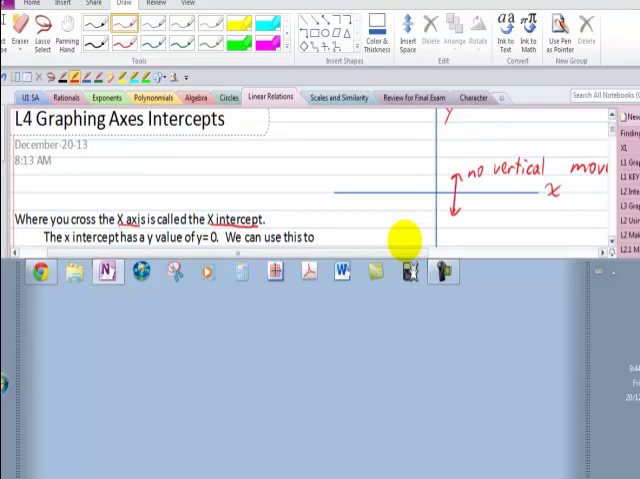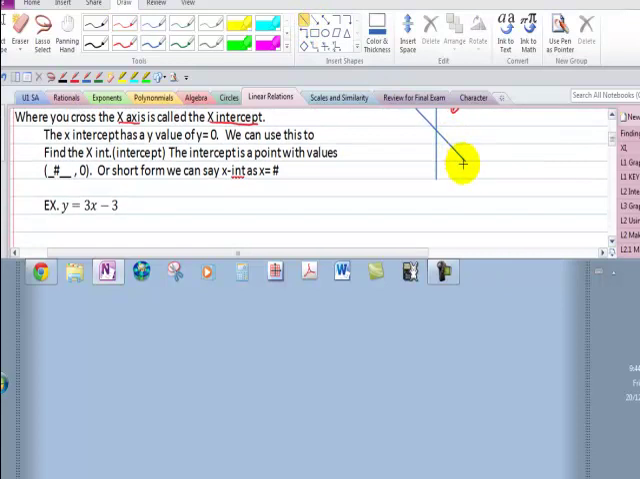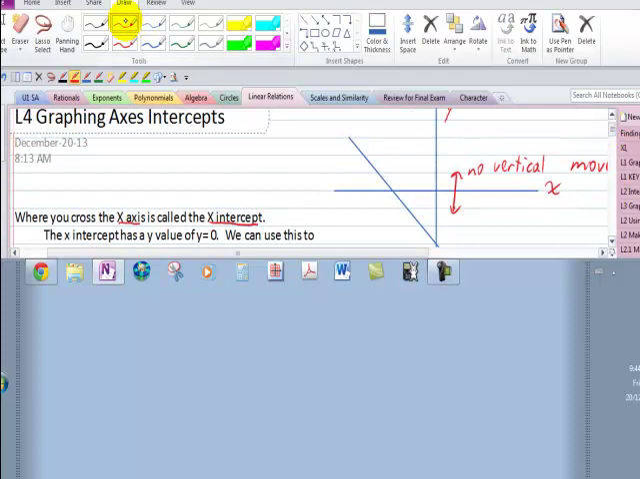So if I had a line, I'm just going to draw a line. Right there on this line, right here where I cross it, that dot, that specific point, that is what we call our x-intercept. And an intercept you can abbreviate int. Int., that's intercept, short form.